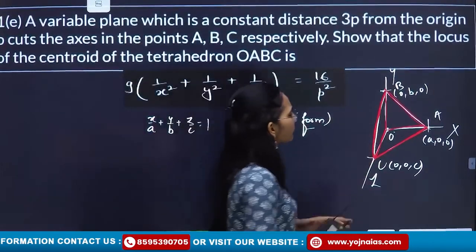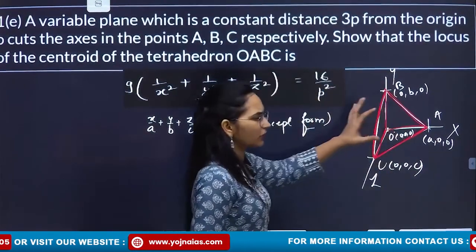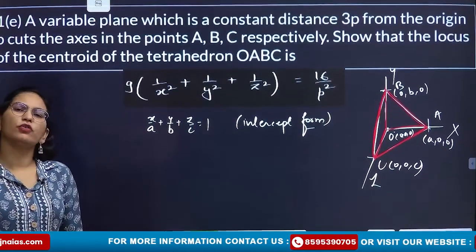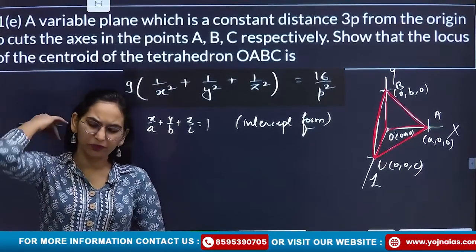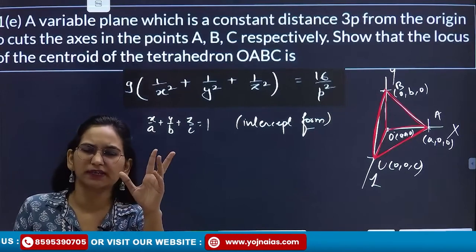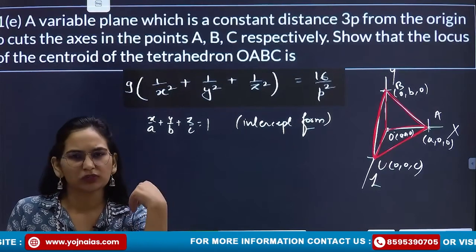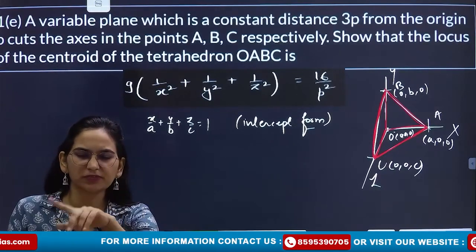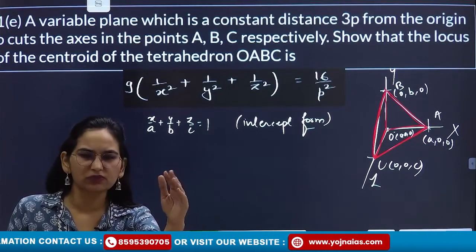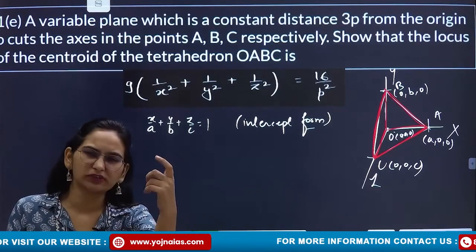A tetrahedron passes through four points. So these are the four points. What is going to be the centroid of this tetrahedron? What is the centroid of a tetrahedron which passes through four points (x1, y1, z1), (x2, y2, z2), (x3, y3, z3), (x4, y4, z4)? So the centroid would be the sum of the x coordinates divided by 4, then the sum of the y coordinates divided by 4, and in the last one the sum of the z coordinates divided by 4.